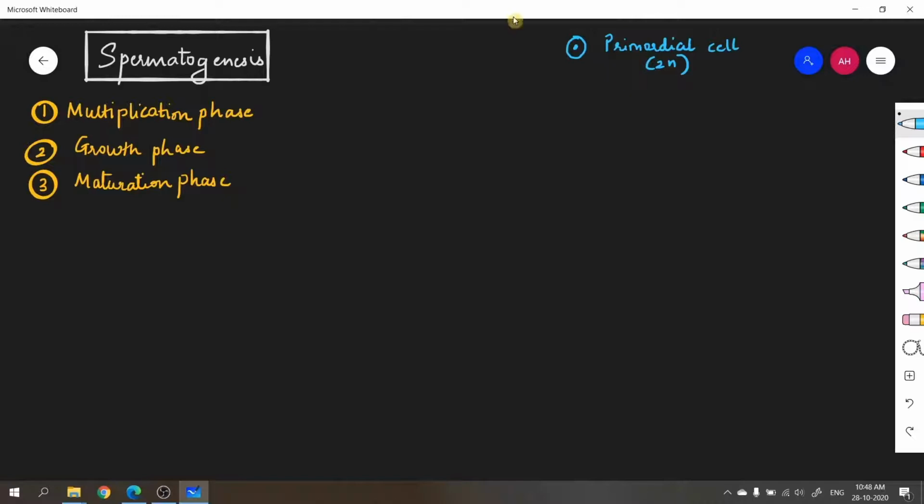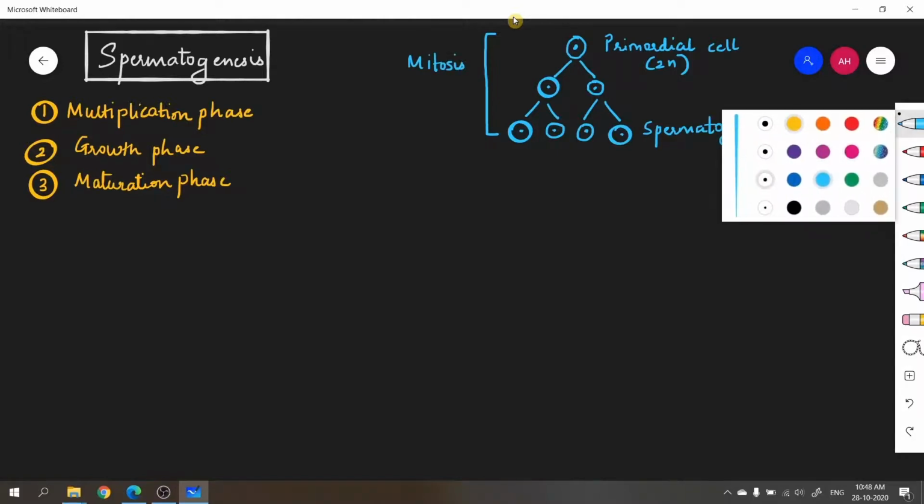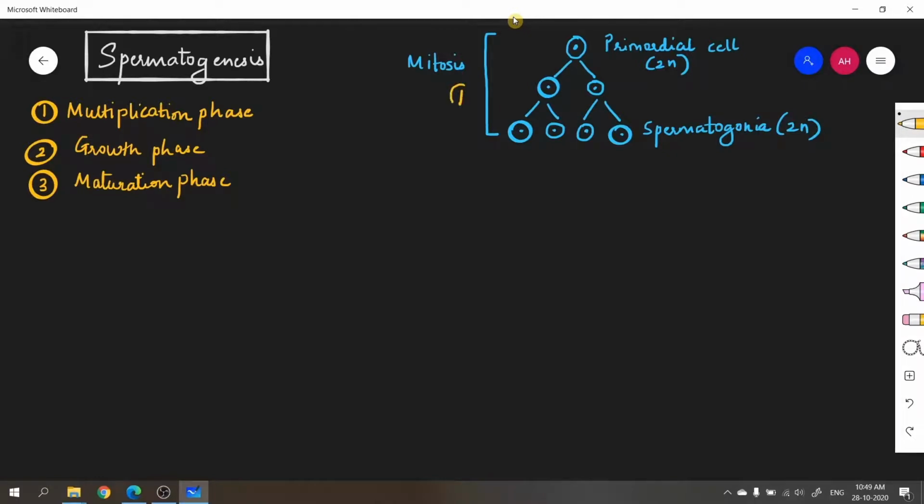So I'm going to show that here. Let's say this cell undergoes repeated mitotic divisions, and there are 4 new cells formed, and they are called spermatogonia. I'm going to write that here, spermatogonia. Now spermatogonia would obviously be diploid, as this is mitotic division, right? So it is going to be diploid. So I'm going to write here mitosis. This is mitosis. And which phase is this? Yes, this is the first phase, the multiplication phase. I'm going to write number 1 here so that you can relate to which phase I'm talking about. So number 1 here means it is the first phase, that is multiplication phase.